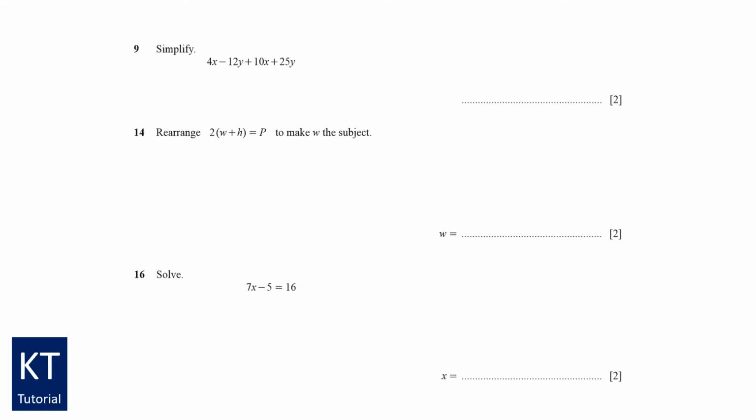Question 9. Simplify the given expression. By summing the x and y elements independently, it gets us to 14x plus 13y. Question 14. Rearrange the equation to make y the subject. Again, for any rearrangement, we'll be needing to act on BODMAS in the reverse order.